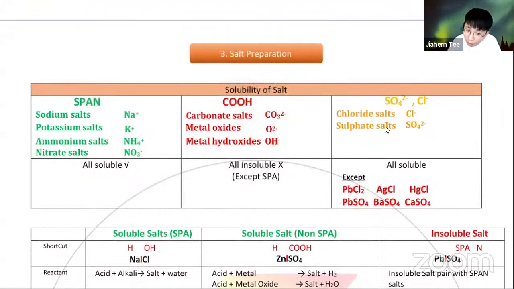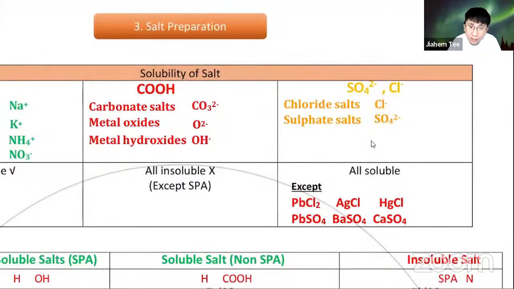Then chloride and sulfate are special salts because sometimes they are soluble, sometimes insoluble. What I categorize here is that they are usually all soluble, except if your Cl combines with Pb, Ag, and Hg. So PbCl2, AgCl, HgCl, these three are actually insoluble. Anything with sulfate and chloride is usually soluble.